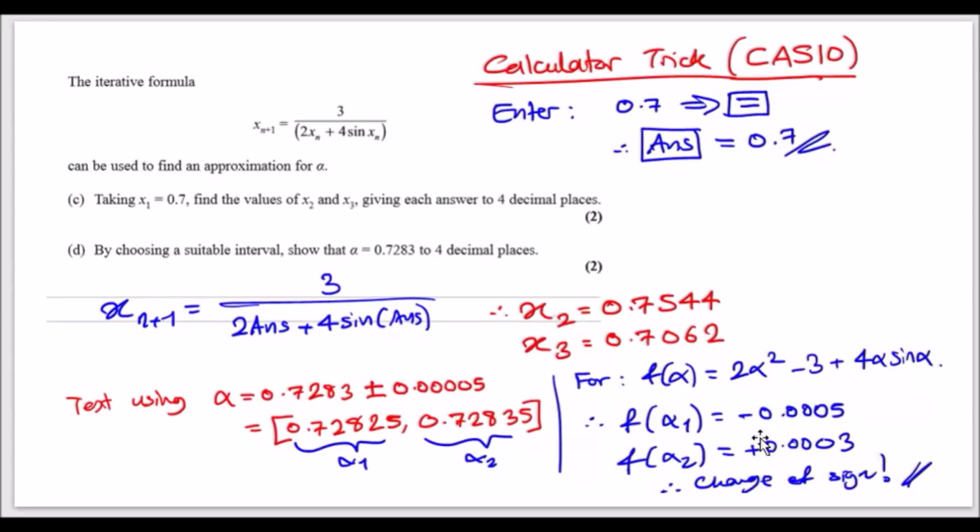Because of this, you give a conclusion. You could just say something simple like, there's a change of sign, which means that it crosses 0. So the answer must clearly be somewhere around here because it's so close to 0. So the answer is between these two. And that's it. That's all they want you to do. Nothing fancy. Very simple question.